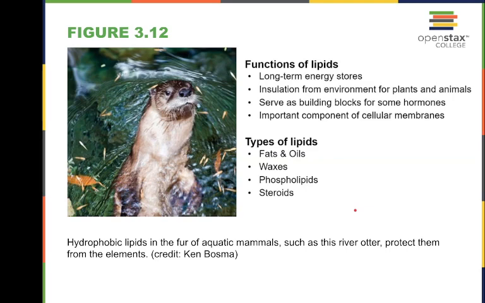Here are the four important subgroups of lipids: fats and oils, waxes, phospholipids, and steroids. One example in nature of lipids is the fur of aquatic mammals such as the river otter, and it repels water and helps protect these animals from changes in the environment and helps also insulate them in the form of adipose tissue underneath the fur, which helps insulate them and keep them warm.